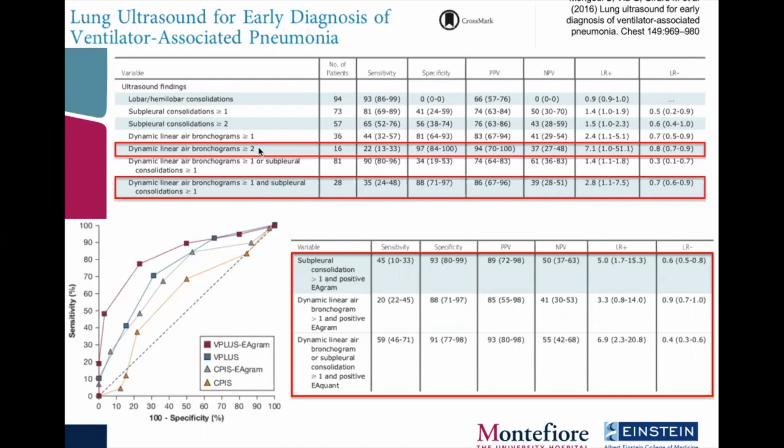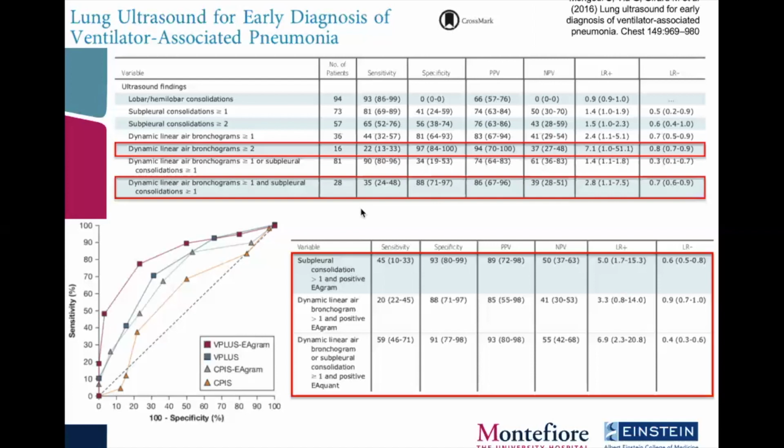two or more air bronchograms produced a specificity of 97% and a positive predictive value of 94% and a positive likelihood ratio of 7.1 for VAP. But we see that the sensitivity is only 22%. Subpleural consolidations greater than or equal to 1 and dynamic air bronchograms greater than or equal to 1 also had pretty high specificity and positive predictive value, but again, low sensitivity.